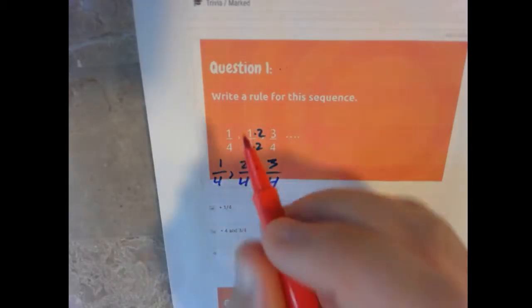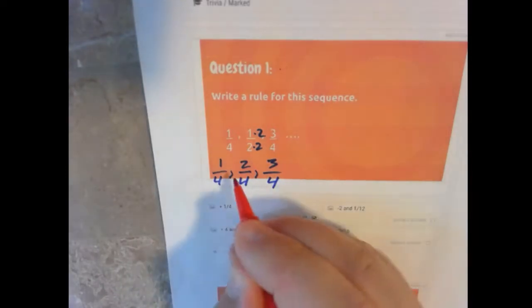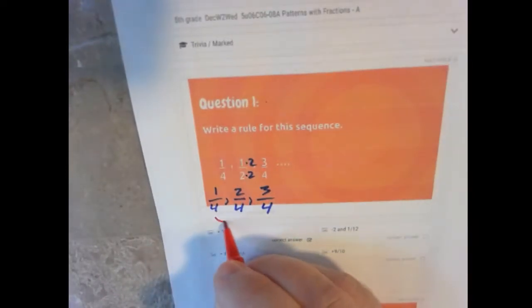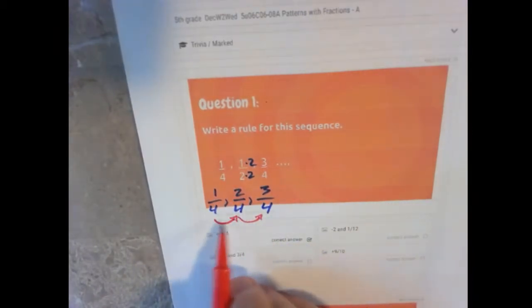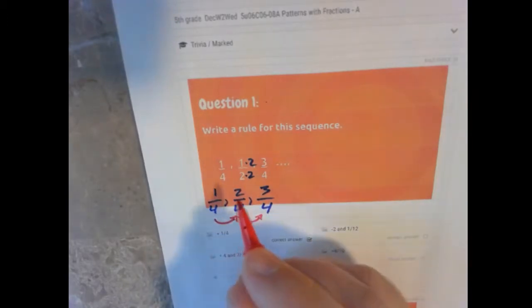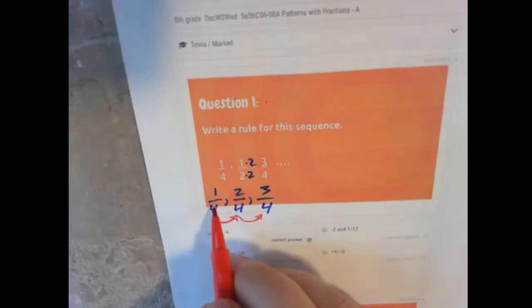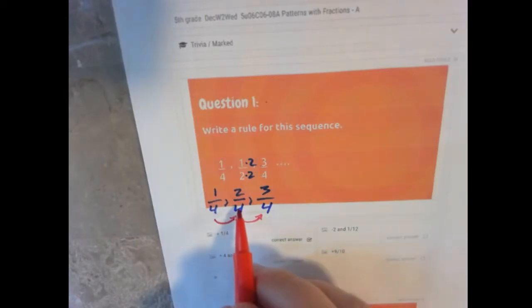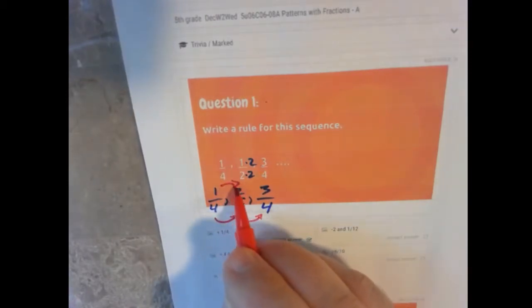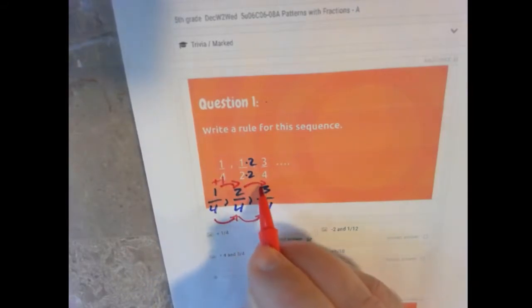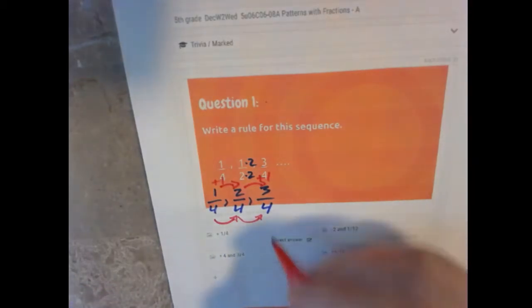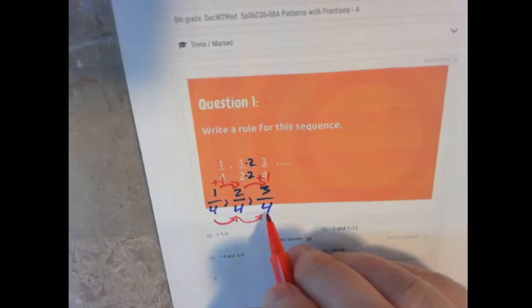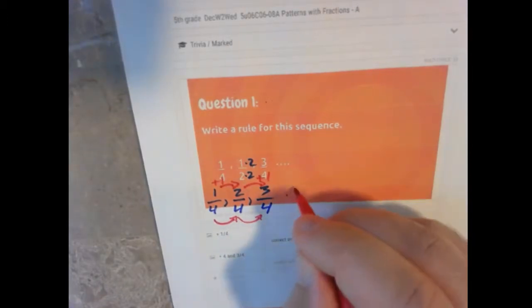So what is a rule for this sequence? What is changing each step? Okay, so we go from 1/4 to 2/4 to 3/4. The denominator is staying the same, but the top is changing by 1, right? So 1/4 plus 1/4 makes 2/4, 2/4 plus 1 more. So each step we're changing by +1. Okay, so if we wanted the next step, it would be adding 1 more fourth. So 3/4 plus 1/4 would be 4/4.